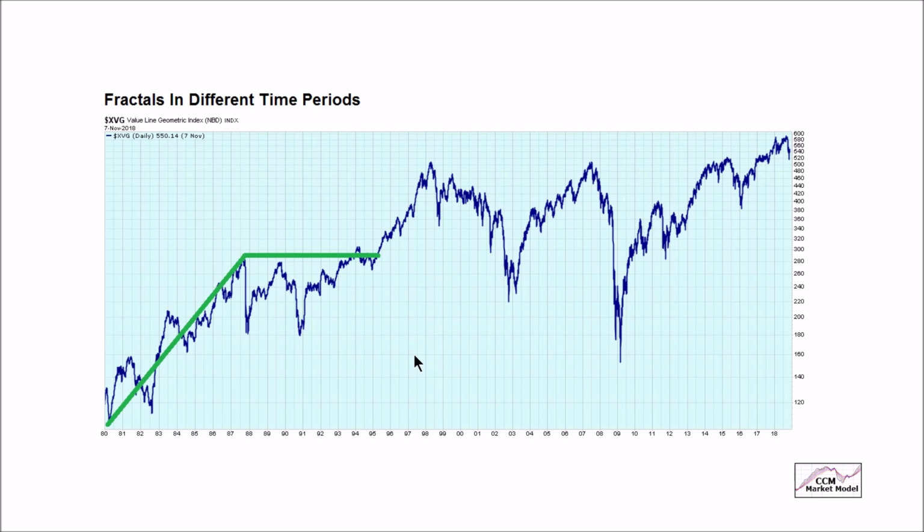We've covered this fractal before, so we'll move quickly, and when we get to the definition of fractals, you'll understand why we can move quickly here. This Value Line Geometric Index, you get a rally from 1980 roughly into 1987. Then we get a sideways period of consolidation, a breakout, what looks like a failed breakout, some form of a retest, and then a second breakout and a rally.